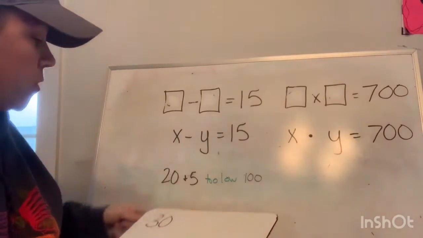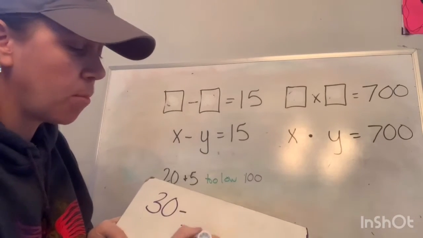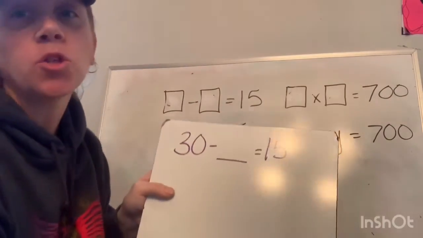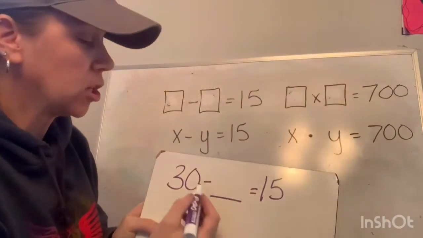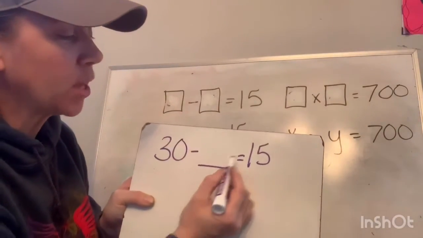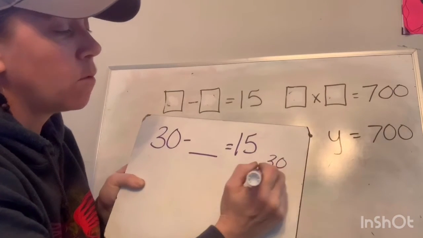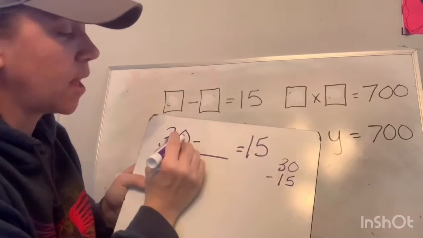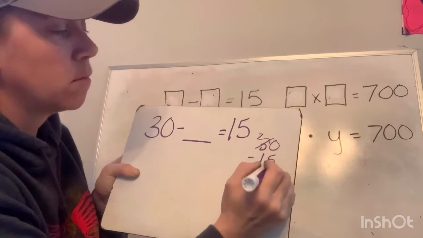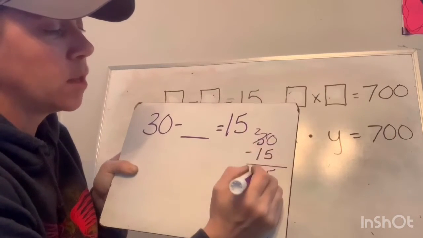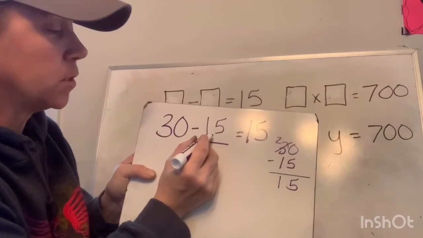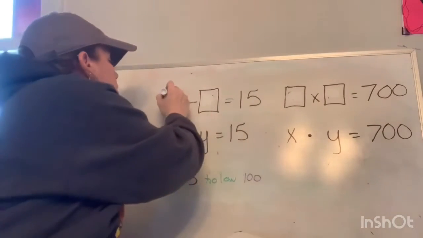So I made it 30, and now I have to figure out the other number that goes here that when I subtract that number will give me 15. So in order to do that, I have to do subtraction. So 30 minus this number here equals 15. So if I subtract that 15 from 30, I'm gonna get this answer. 10 minus 5 is 5, 2 minus 1 is 1, and I get that 15. So the 15 actually goes in here. So 30 minus 15 equals 15.